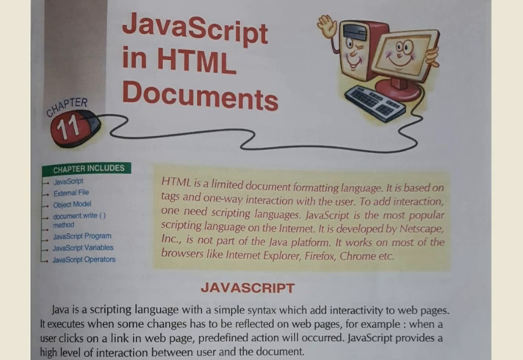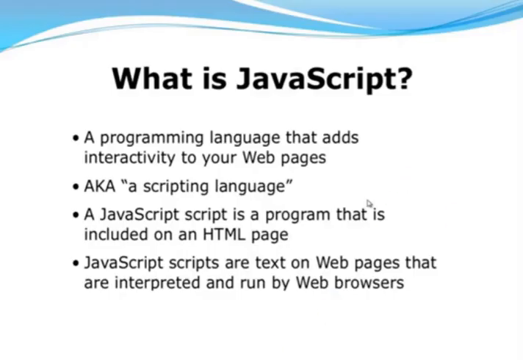Third point, it is supported by most of the browsers. JavaScript is supported by almost all browsers, for example Firefox, Internet Explorer, Opera, Google Chrome, etc. The fourth point, it adds interactive elements to web pages. What is JavaScript? It is a programming language that adds interactivity to your web pages, also known as a scripting language. JavaScript is a program that is included on an HTML page.